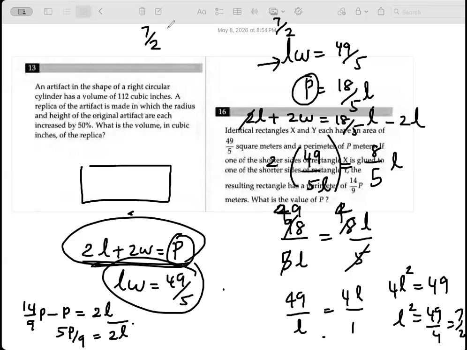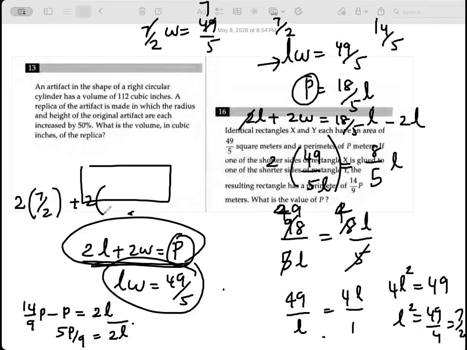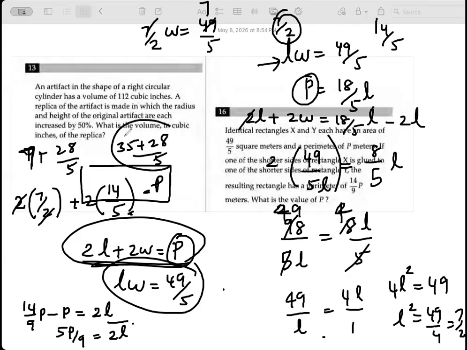W is what? 7 by 2 W will be equal to 49 by 5, so W will be equal to 14 by 5. So P value you can get easily. Let's see, guys. 2 times L, L is 7 by 2, right? 2 times 7 by 2 plus 2 times W, which is 14 by 5, is what we said. So 7 plus 28 by 5. That's a good one. Is it that hard? 35 plus 28 by 5 is my answer.